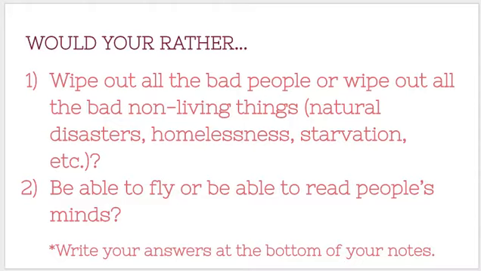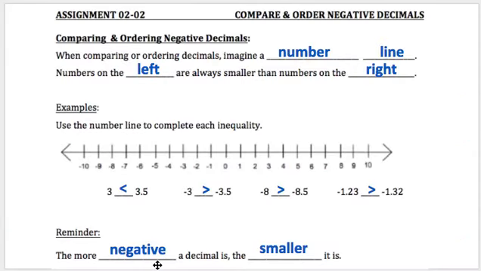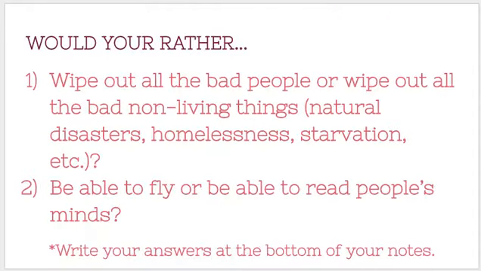That is a tricky question if you ask me, but I want you to think about it, and then I would like you to write your answer for both of these questions at the bottom of your notes. So below the notes that you just took, there should be a little bit of space. Just write a number 1 and then tell me your thinking, and then write a number 2 and tell me your thinking. The second question says, would you rather be able to fly or be able to read people's minds? Once you have answered those two questions and written them down underneath your notes, we can move on.